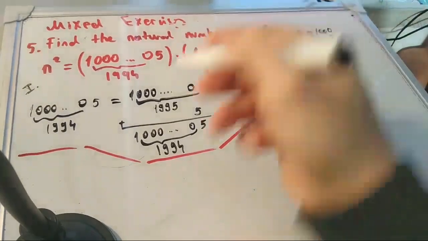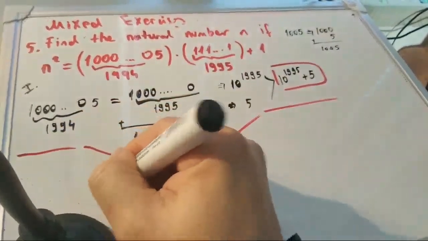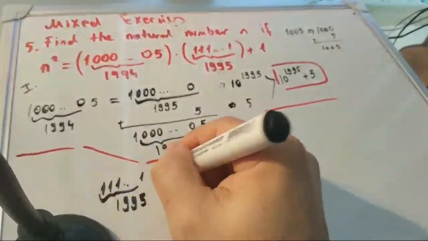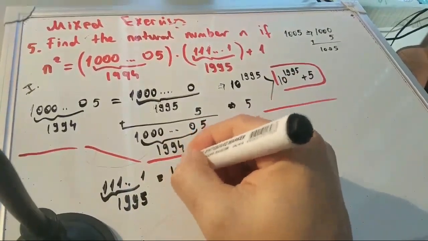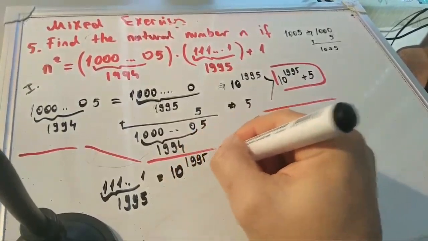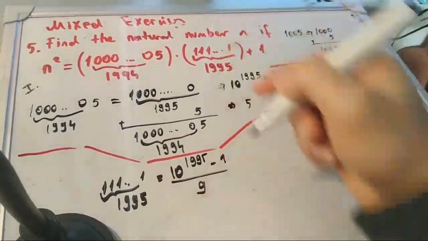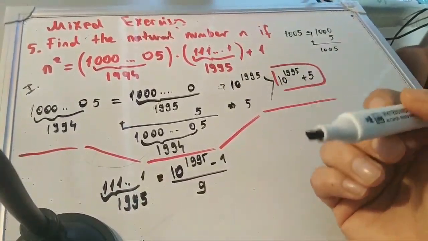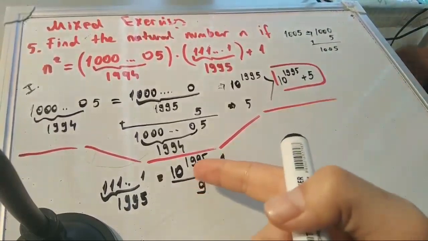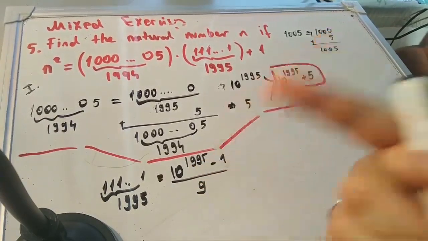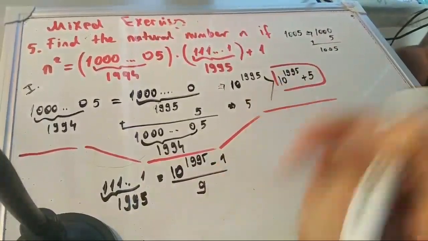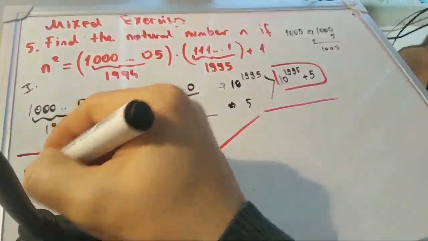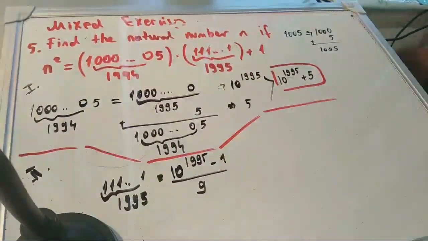The second step is 1, 1, 1. How many ones? 1995. So it will be 10 to the power of 1995 minus 1 over 9, right? Remember, 1 repeated n times is 10 to the power of n minus 1 over 9. So it will be 10 to the power of 1995 minus 1 over 9. So it is the second step. So we can go for the final.